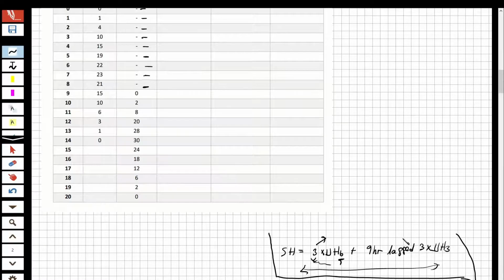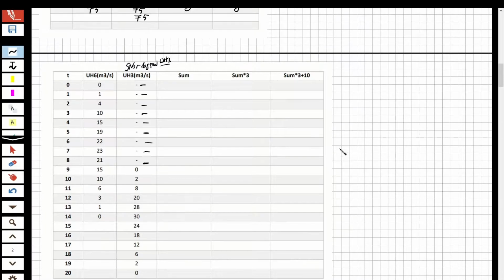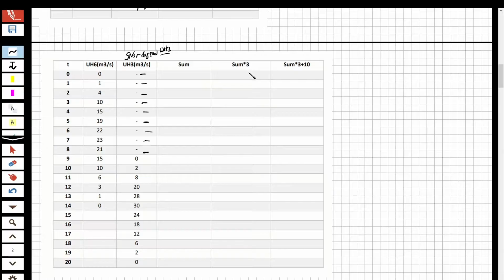Both 3s are common, okay? So I'm going to take them into parentheses, and then I'm going to multiply by 3. Look here. I'm going to take the summation of them, then multiply with 3, and I'm going to obtain the SH.